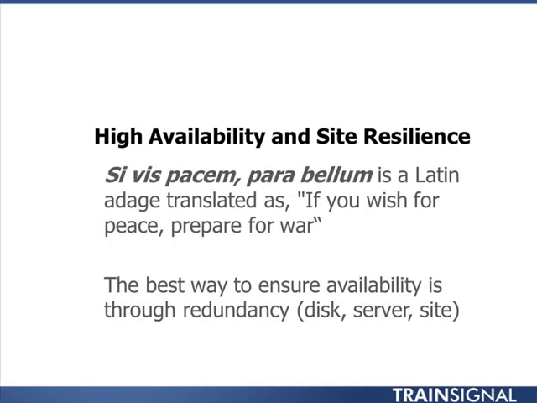And so, really the best way to ensure availability is through redundancy. So you have to look at disk, server, and site redundancy. And built right into Exchange 2013 is this Database Availability Group feature, or DAG feature, that really helps to provide increased availability depending on how you design and deploy the solution.